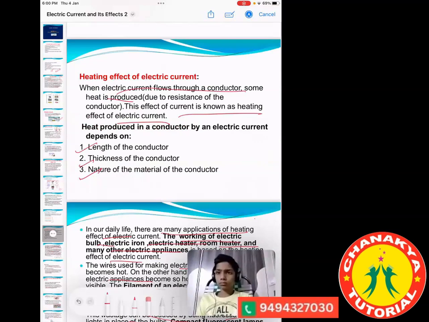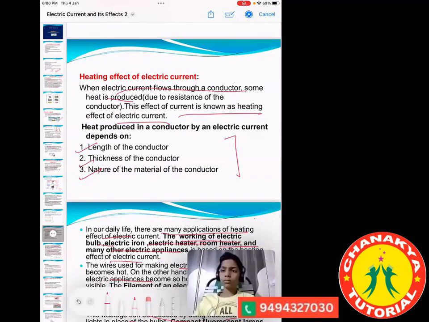Now, the heating effect will depend upon these three things. First thing, length of the conductor. How much length of the conductor is. Second, thickness of the conductor. So whatever conductor you are using, maybe the copper, maybe the aluminum, what is the thickness of it?